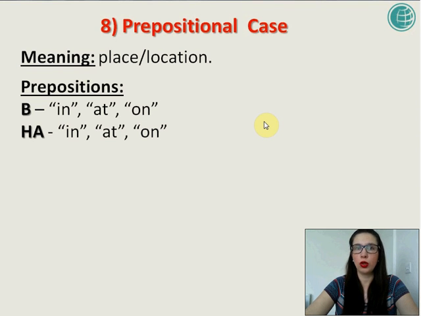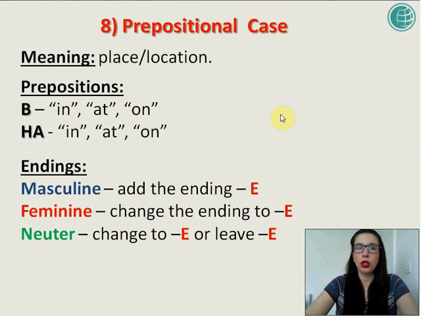And you know that to put a word into the prepositional case, you will need to change this word, you will need to change the ending. Masculine words will have the ending "ye" in the prepositional case. Feminine also will change the ending to "e". It was "a", for example, and it will be "ye". And neuter also will have to change the ending to "ye", or they will leave "e", because some neuter nouns already have the ending "e".